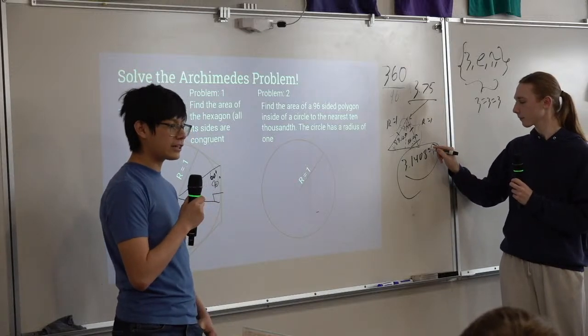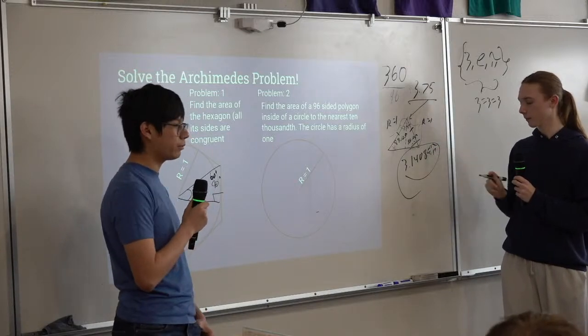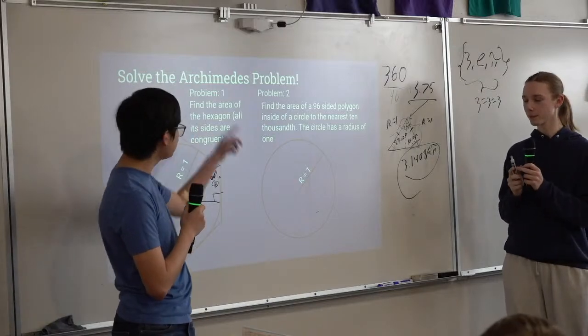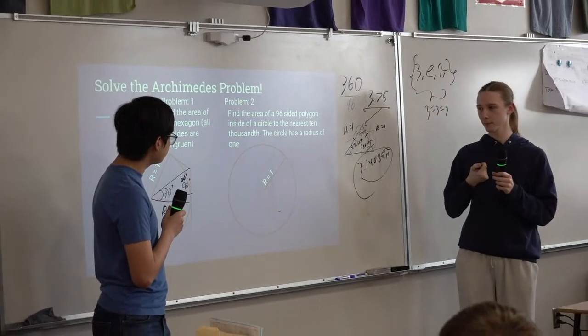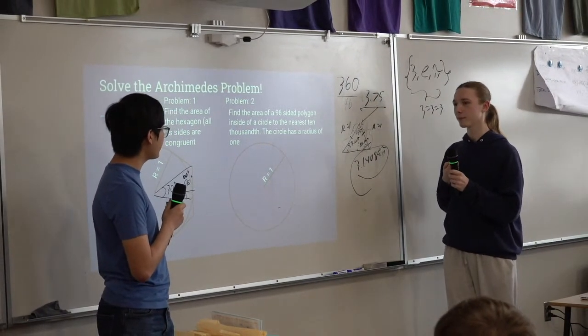Yeah, that's how they figured out that pi was about 3.14. Archimedes did that 2,000 years ago. That's about it. You have anything else to add?